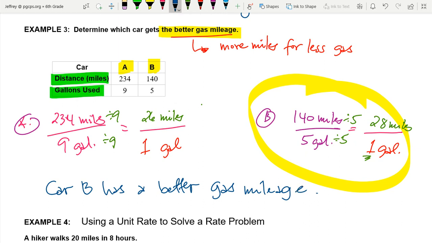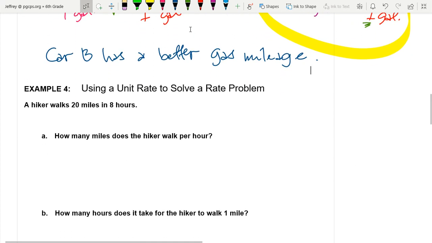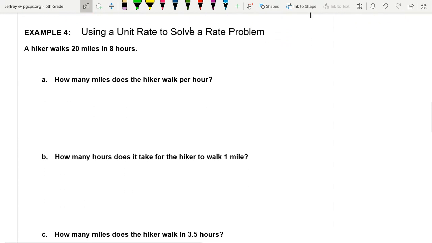Mileage. There you go. Done. Now let's do the last example. Example 4: using a unit rate to solve a rate problem.